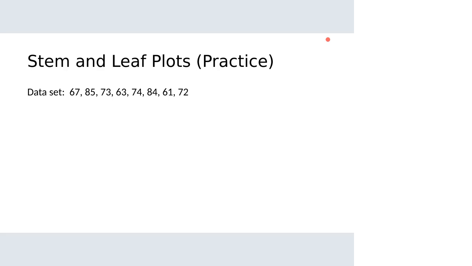All right, let's see. So I have 60s, 80s, 70s. Not all stem and leaf plots just have 3 tens digits, but the ones we did today happen to. That's fine. 60s, 70s, and 80s. And so I have 67, 85, 73, 63, 74, 84, 61, and 72. I have 1, 2, 3, 4, 5, 6, 7, 8 data points. That's how many I have in my plot, so I feel pretty good about it.